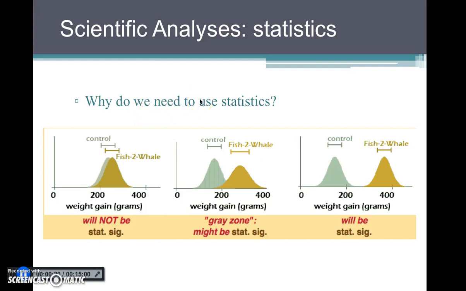Scientists use statistics to allow us to interpret our real data in an unbiased manner. All right, so sometimes interpreting data is really easy. Here's an experiment where a scientist was interested in whether this new food, fish to whale, helps their fish grow larger. So here it's pretty obvious that the new food doesn't really make a difference, and here it's pretty obvious that the new food does make a difference. In these cases, statistics would just confirm what is pretty easy to tell from just looking at the data.